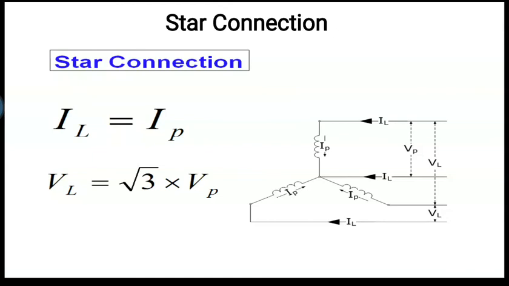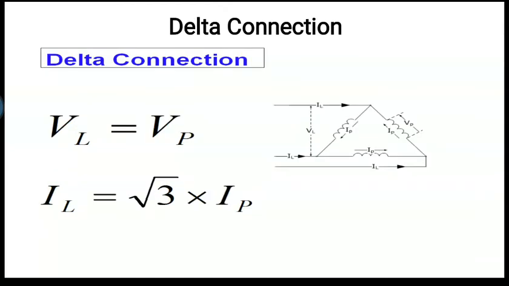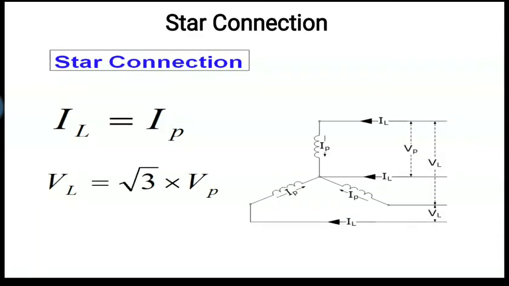So it is the exact opposite of the delta connection. In a delta connection, V is the same. In a star connection, I is the same.